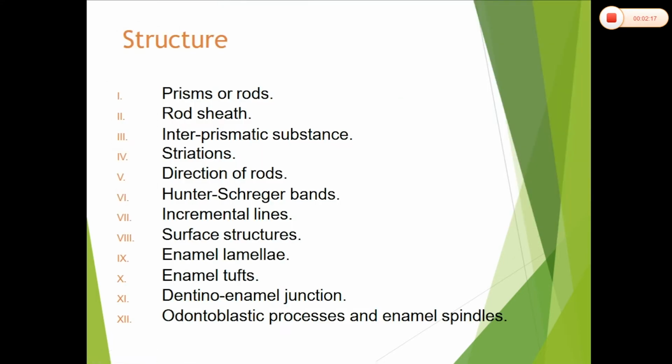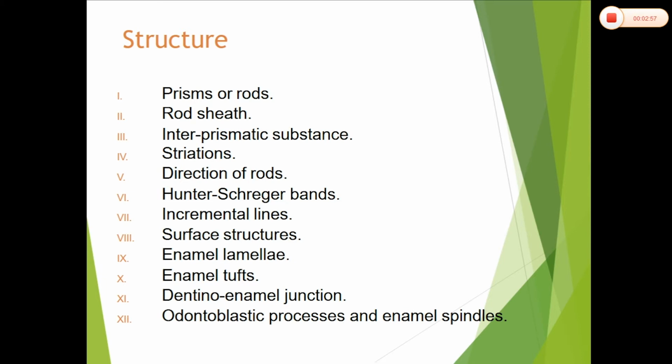Of course, in the enamel, as we took in the previous lecture, there are many structures. We can see the prism or rod, rod sheath, interprismatic substance, striations, and the directions of rods, many directions of rods, Hunter-Schreger bands, and two types of lines you can observe in the section of the enamel: incremental lines and neonatal lines, striae of Retzius and neonatal lines.